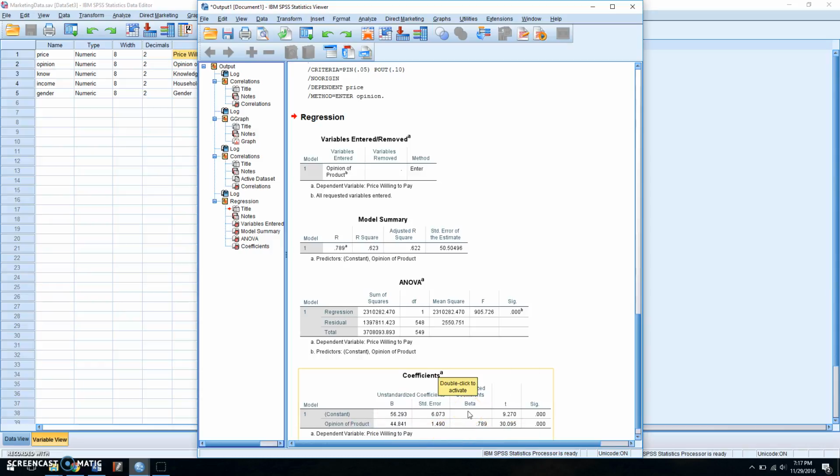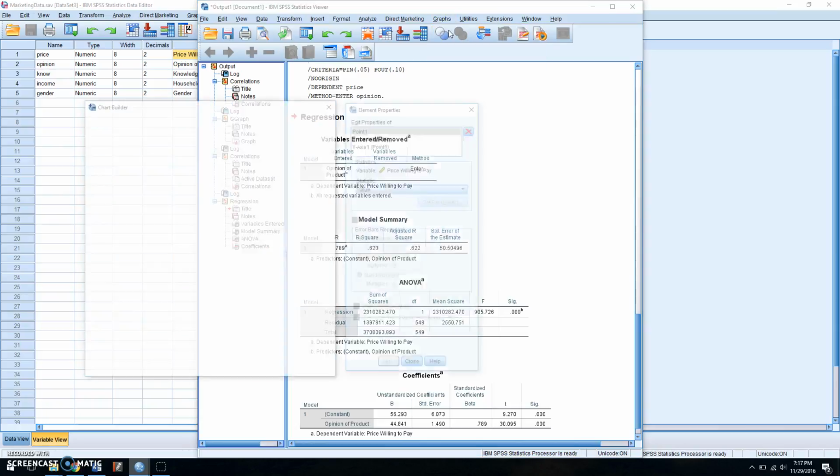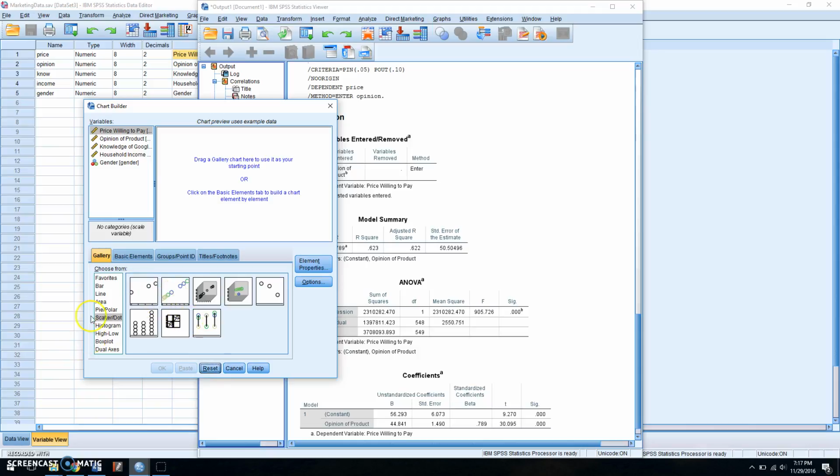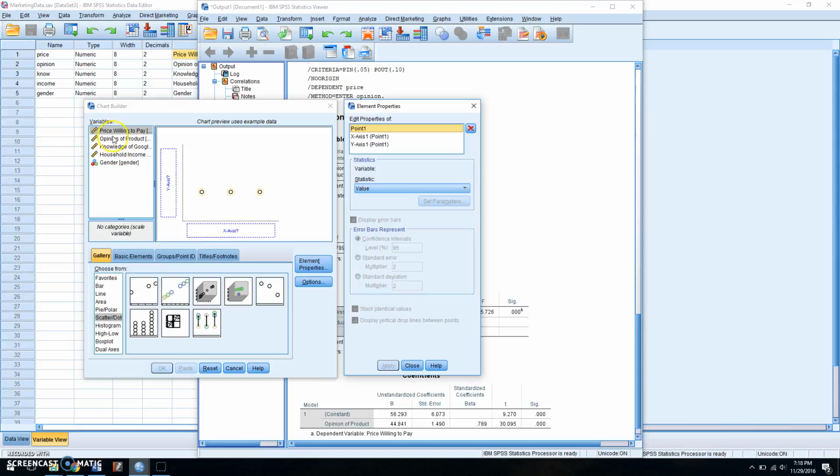Now, to plot out how this actually looks, let's go ahead and make a scatter plot, and we can draw this line right through those points. So let's go up to Graphs, the graphing menu, Chart Builder. And again, I already have this set up, so I'll reset it just to show you from scratch. We go to the scatter/dot option in all of these categories of graphs. Pick just the first one, the simple scatter plot, drag it into the main window, and price will be on the y-axis because that's what we're predicting, and opinion is going to go on the x because that's our predictor.